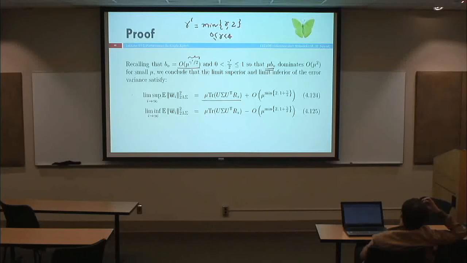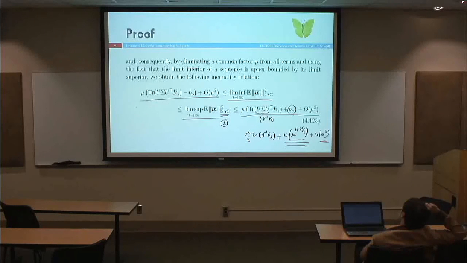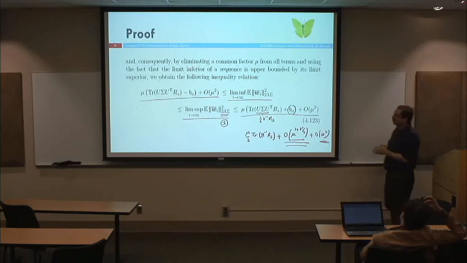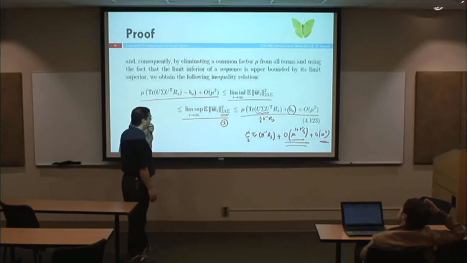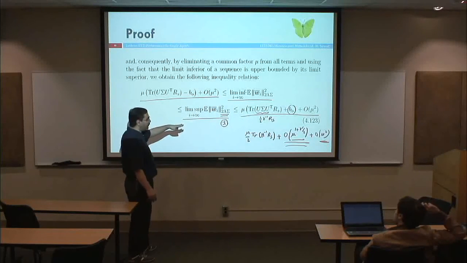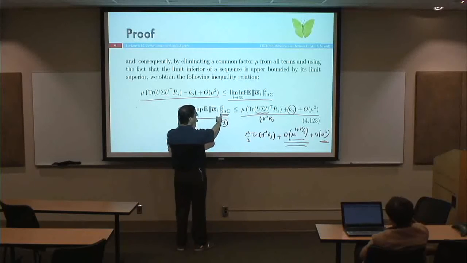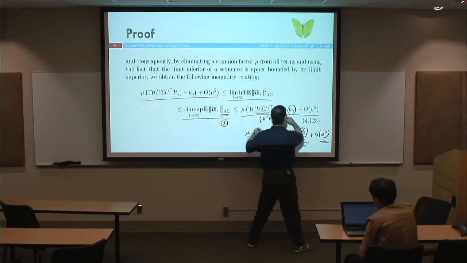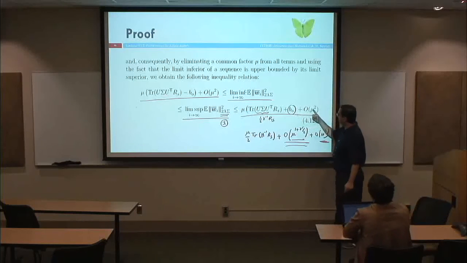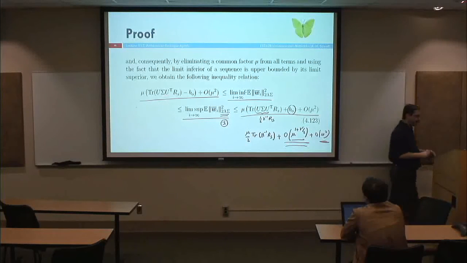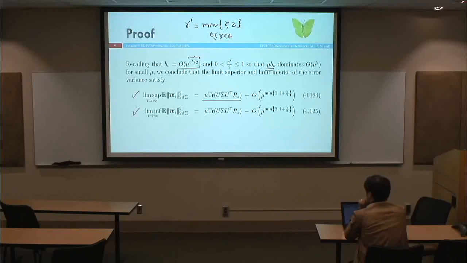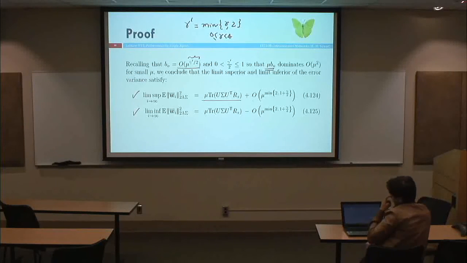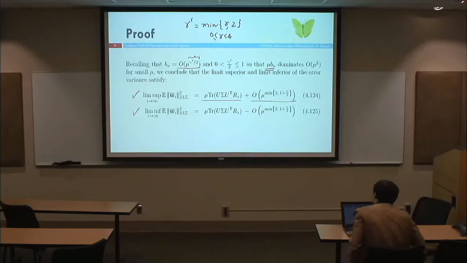And the same thing for the lim inf. So from these bounds, for mu very small, you will conclude that the lim sup of this is given by this expression, and then I replace B0 by what it is, and then I combined it with mu and mu squared, and you end up having this expression here. Fine?